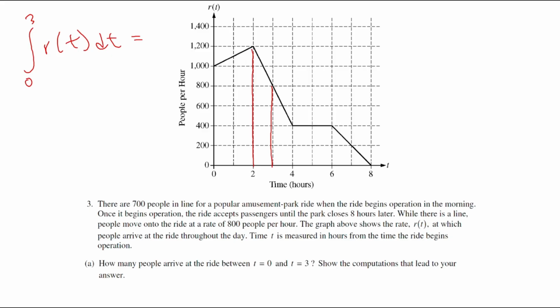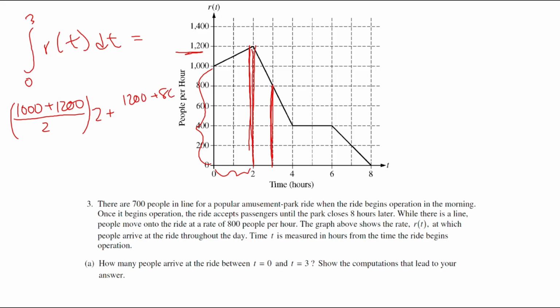So the trapezoids, we kind of look at them on their sides. The trapezoid from 0 to 2 has a base of 1,000 and another base of 1,200 up here. So it'll be 1,000 plus 1,200 divided by 2 times the height of the trapezoid, which is 2. And then we'll add to it the other trapezoid, which has a base of 1,200 and another base of 800. So 1,200 plus 800 divided by 2 times the width, which is just 1.